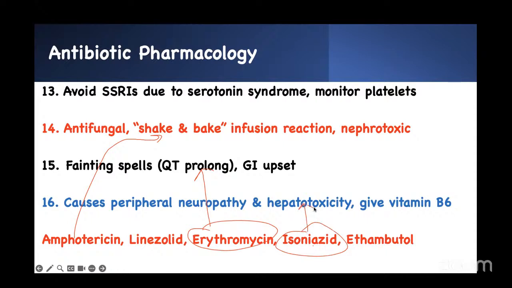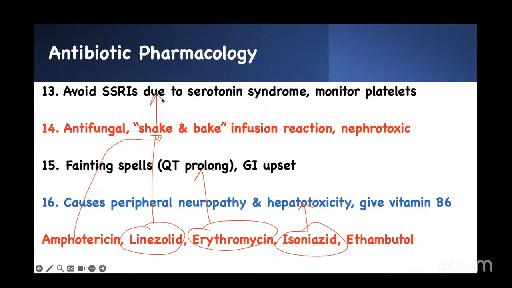And which one causes serotonin syndrome? Because it affects serotonin receptors. It looks like vancomycin, but it's not. It's an oral form of vancomycin. That's linezolid. So any patient who is taking SSRI should avoid linezolid because it can cause serotonin syndrome.